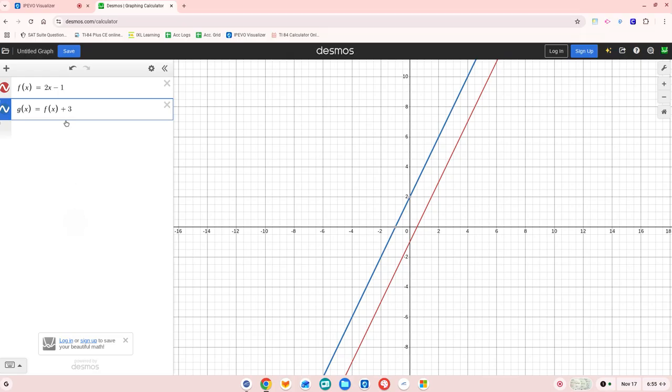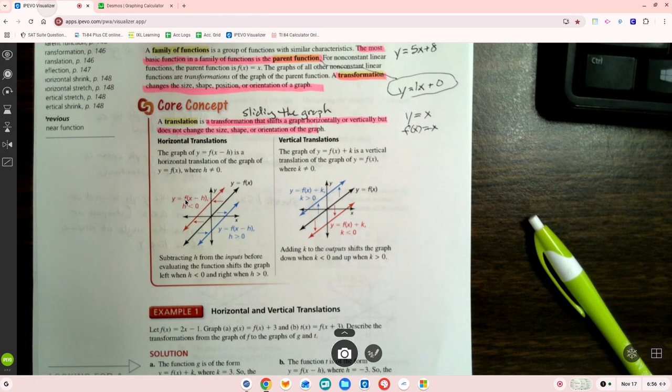Now look at the equation. How could I tell that this would have been 3 units higher? Well, if you look at the equation carefully, do you see this plus 3 outside of f of x? This is saying that this new line g of x is taking the old line f of x and moving it up 3. That's all that's saying. Okay? So that's what this is trying to tell you. When you see this plus k, like we're adding or subtracting something outside the function, it's going to translate your graph up or down depending on if you're adding or subtracting.